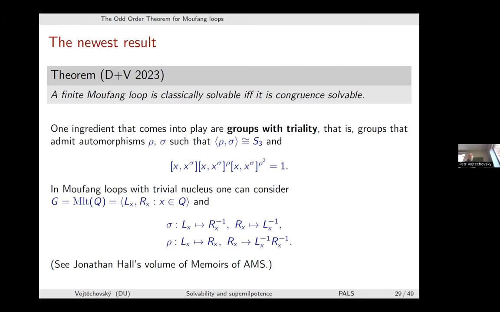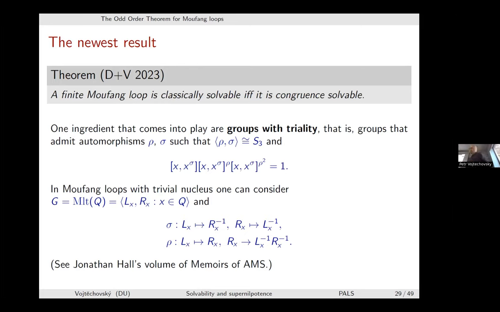These show up in, for example, Lie theory or in any situation when you have the D4 Dynkin diagram. It turns out that in general, in Moufang groups, you might not be able to build a group with triality in an easy way. But if the nucleus is trivial, then you can. So anytime you have a trivial nucleus, you can consider the multiplication group, which is generated by all the translations. And there are certain automorphisms. Here the sigma sends the left translation to the inverse of the right and the right to the inverse of the left. And it extends uniquely to an automorphism and so forth.